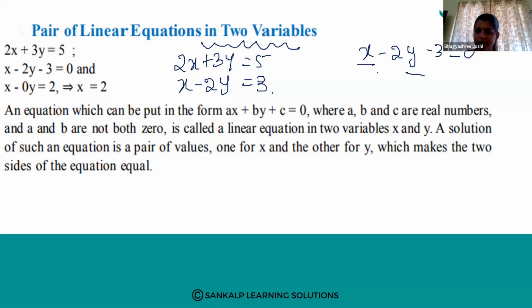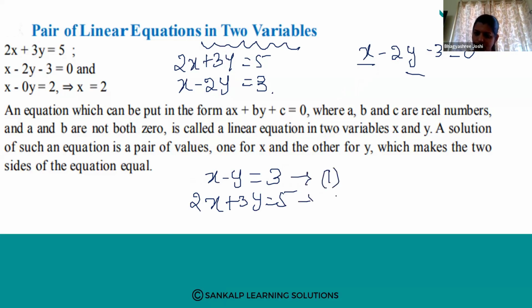So if I consider two equations at a time, then it is called a pair of linear equations in two variables. For example, x minus y is equal to 3 and 2x plus 3y is equal to 5. Okay, so this is one equation and this is another equation. They call this equation number 1 and this equation number 2. I am considering two equations at a time.